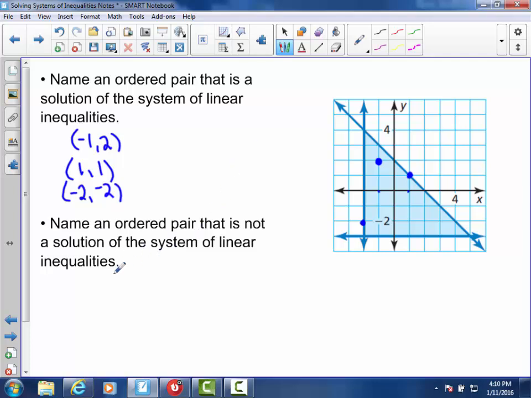Okay, name an ordered pair that is not a solution. Okay, again, there's an infinite number of those. Not a solution would be anywhere that's not on one of these solid lines or not in the shaded area. So if we came out here or over here, right, down here, those would all be examples of not a solution. So that would be the point 3, 3. And -3, 2. And then positive 1, negative 4.